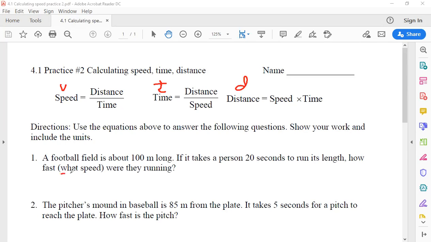How fast? So what speed? So we're going to take that. We're going to go 100 meters. It's the distance. 20 seconds is the time. We're just going to punch the things in the equation. We'll be able to figure out this physics.